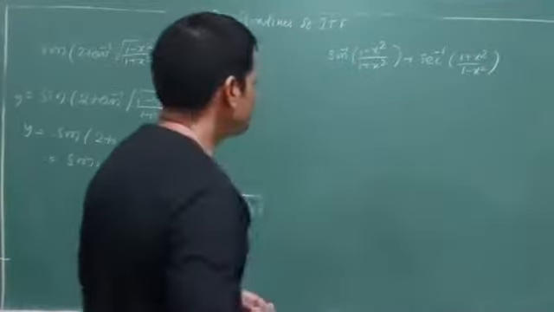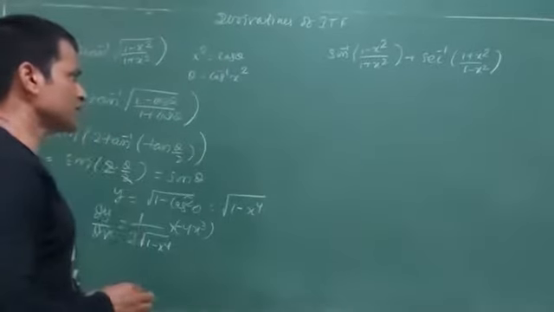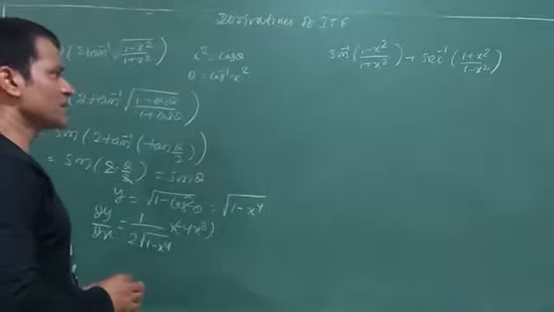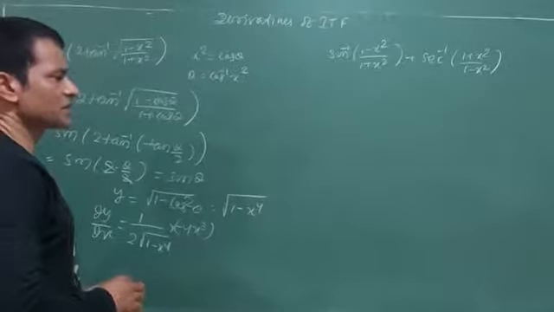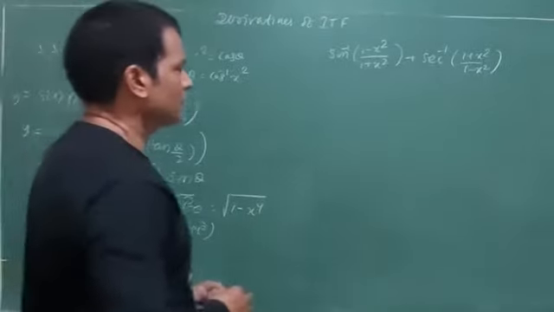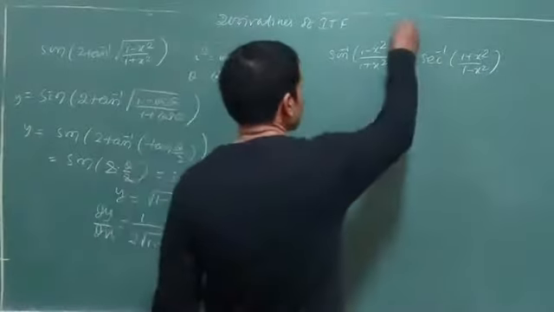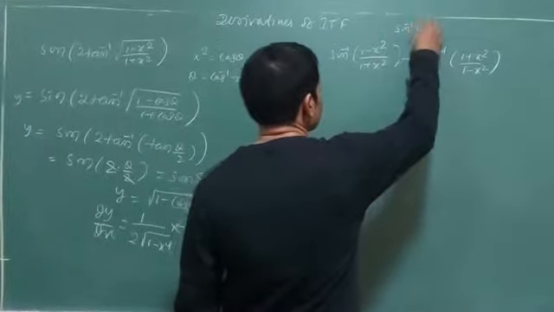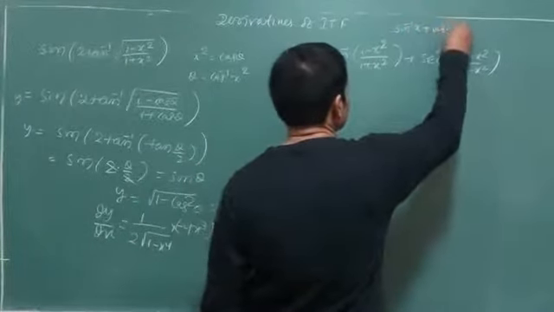Find the derivative of sin inverse (1 minus x square by 1 plus x square) plus sec inverse (1 plus x square by 1 minus x square). Alright? What formula do I know? You all know it: sin inverse x plus cos inverse x is equal to pi by 2.